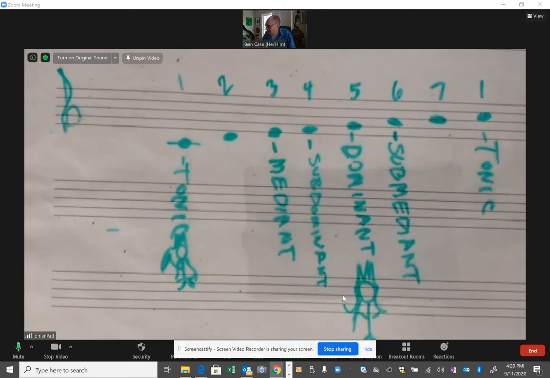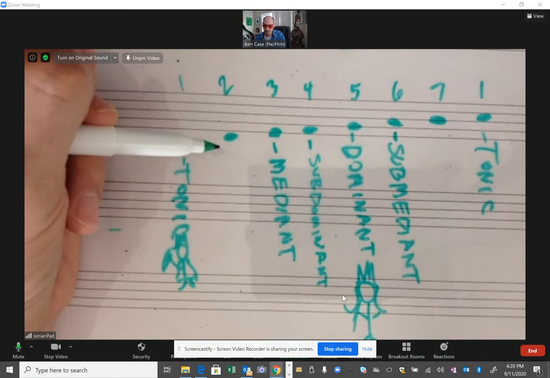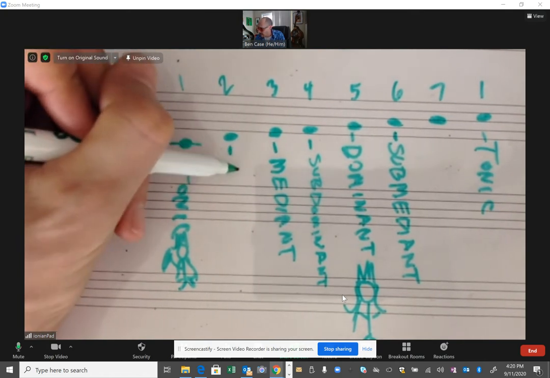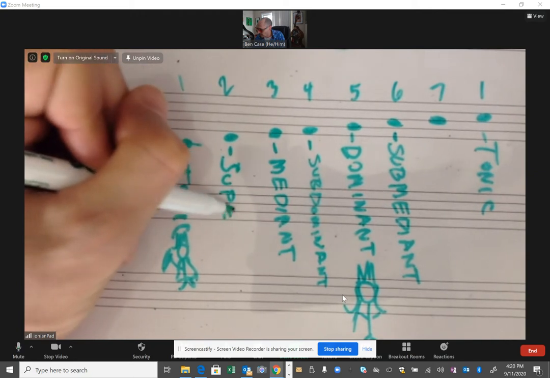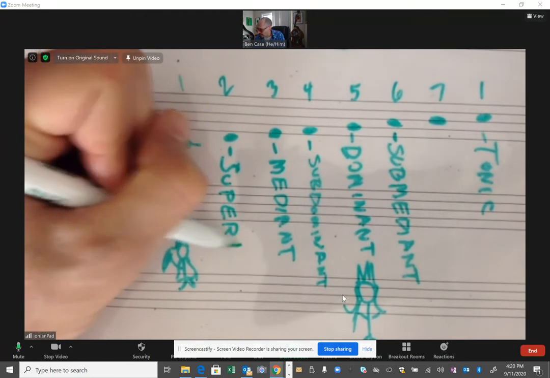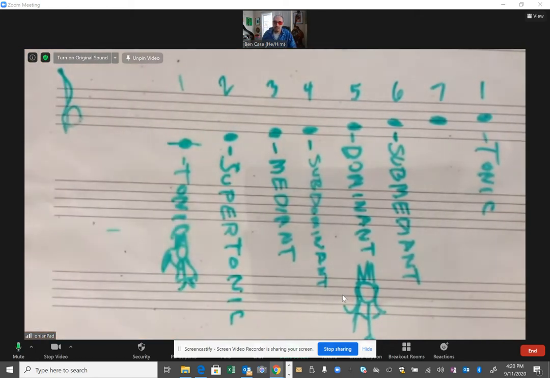Okay? All right. Now the next one that's super important, we're actually lowering the importance at this point. It's number 2, and number 2 is called, it's like a superhero, right? Supertonic. And supertonic sounds very, very important, right?